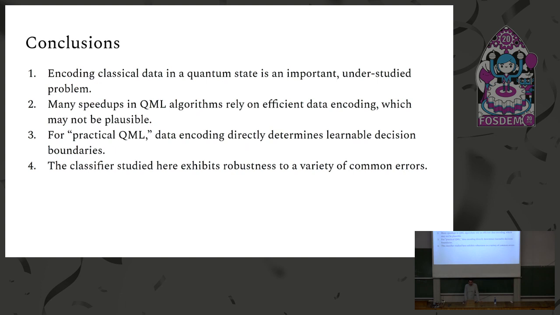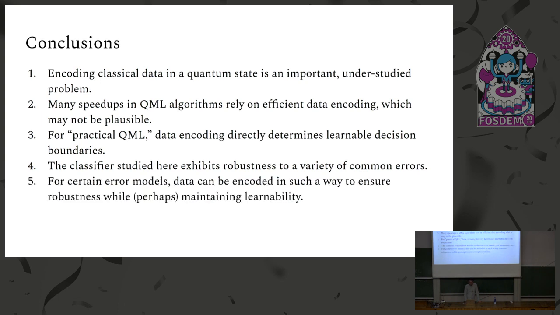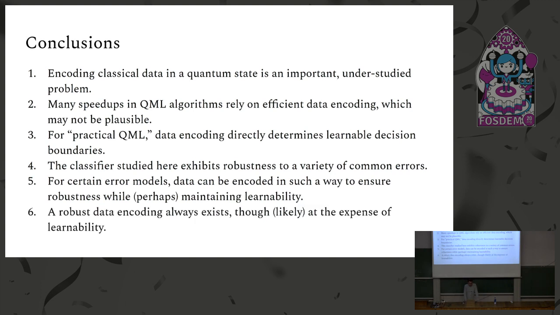The classifier model itself, independent of the encoding, has some nice robustness. And for certain error models, you can encode your data in such a way that you can still ensure robustness while perhaps maintaining learnability as well. That's the example we saw with the amplitude damping channel. And again, the last point: a robust data encoding always exists just by virtue of fixed points, but again, likely at the expense of the learnability of the model.